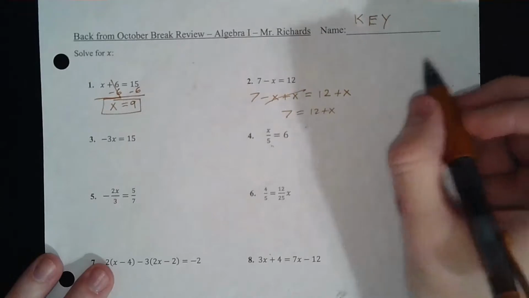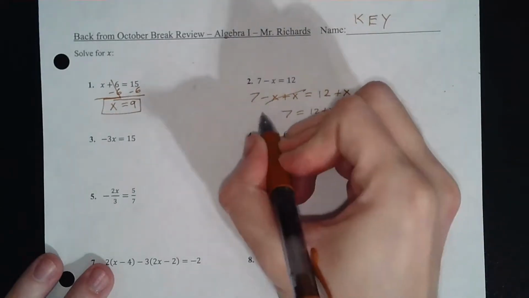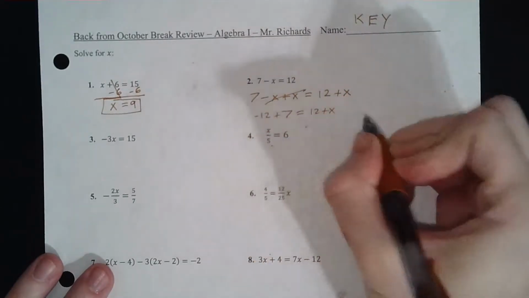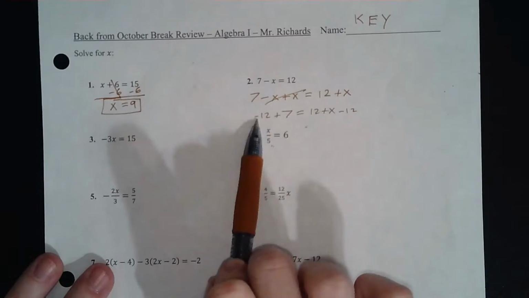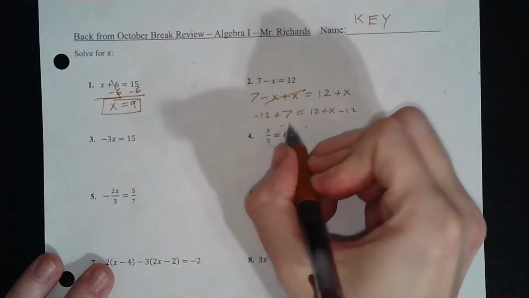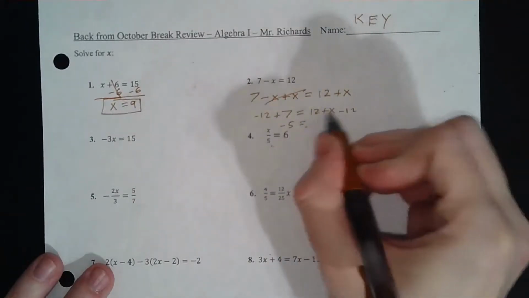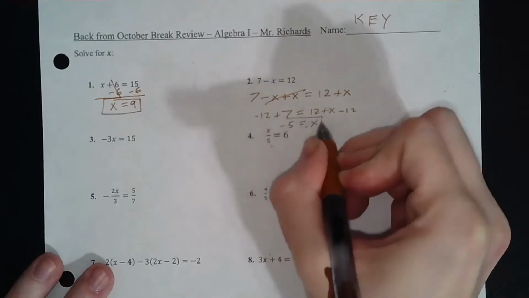So in addition to subtracting 12, I could always add negative 12, or I just go, oh, negative 12 there, negative 12 there. It's kind of a benefit of doing it horizontally. Negative 12 plus 7 is negative 5. 12 minus 12 is nothing, and you just get x.